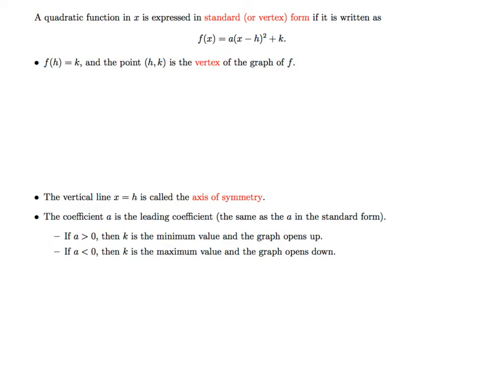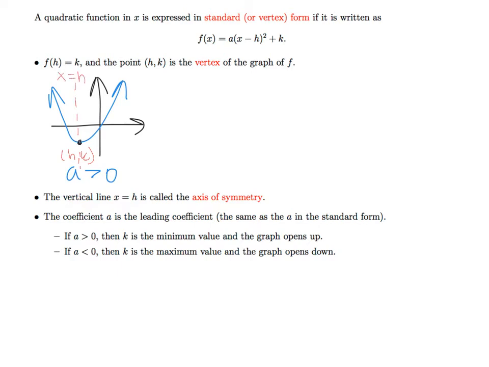So if, for example, a is positive, then the parabola is going to open upward. And this point on the parabola, in this case where the minimum value is, that's what we call the vertex. And the values of h and k tell us where that vertex is. And this vertical line that goes straight through the vertex, that's what we call the axis of symmetry. So if a is positive, then the parabola opens up, and the vertex, which occurs at (h, k), is going to be a minimum value.